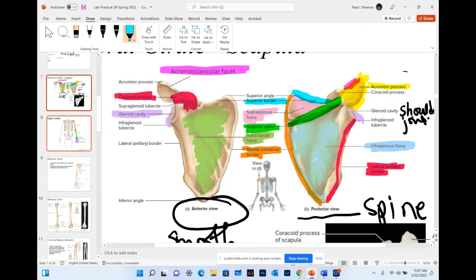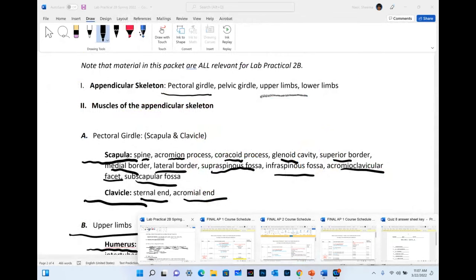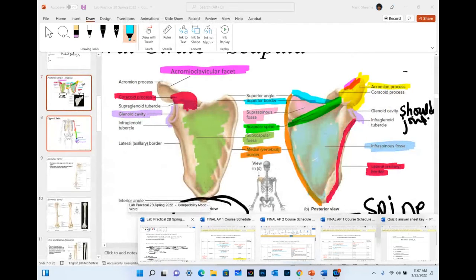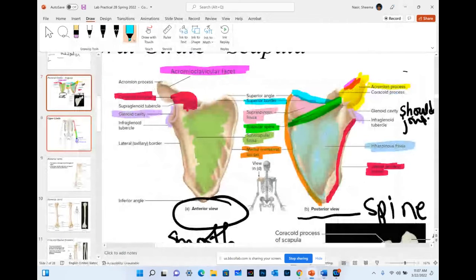Everyone? So let's go back to our handout just to make sure that we covered everything. We did spine, acromion process, coracoid, glenoid, superior, medial, lateral border, spinous processes, supraspinous fossa, infraspinous, subscapular fossa. We did the acromioclavicular joint. We did it all. Okay.